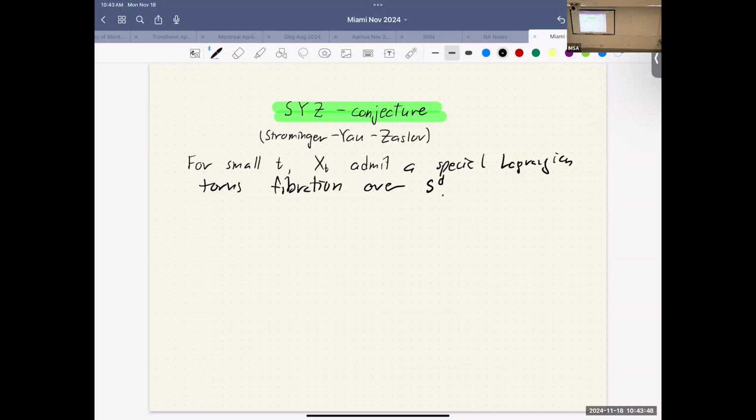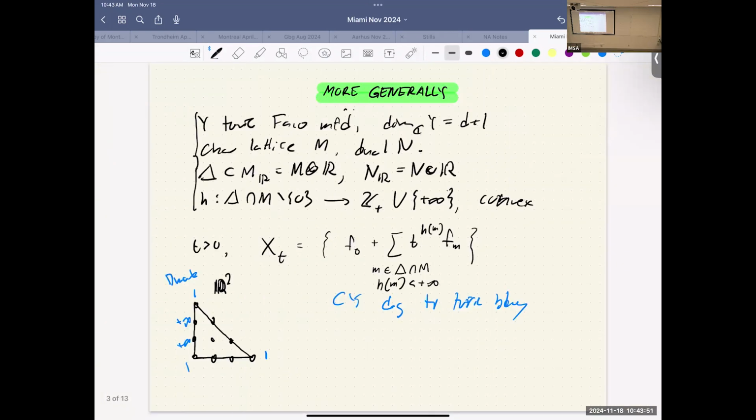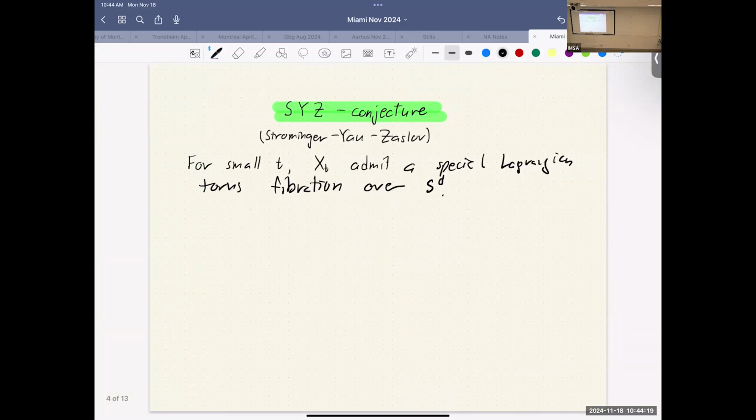Did you make an assumption with Calabi-Yau? I'm always looking at this family right here. For a fixed t, I get an anticanonical divisor. I'll say something about what this means here.